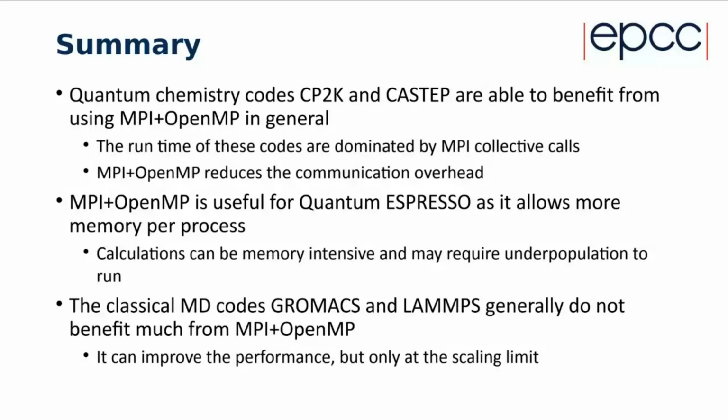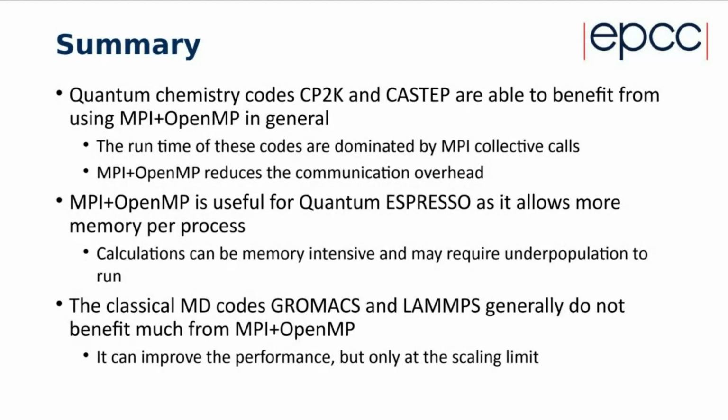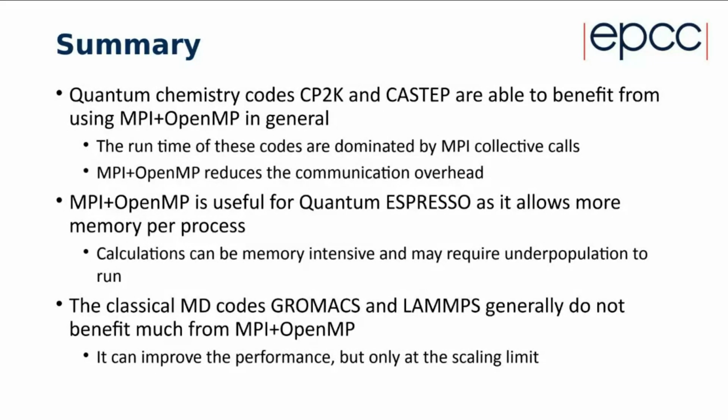To summarize the results, the quantum chemistry codes, such as CP2K and CASTEP, are able to benefit from MPI plus OpenMP in general. These codes seem to be quite dominated by MPI collectives, and using MPI plus OpenMP helps reduce the number of messages and reduces the communication overhead. So it has good benefits here.